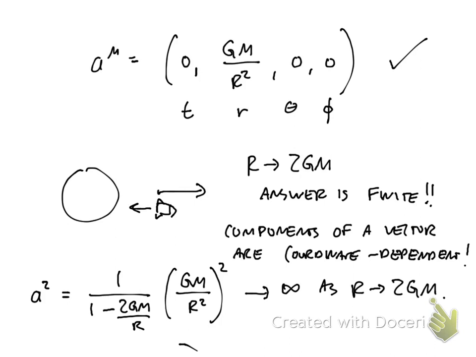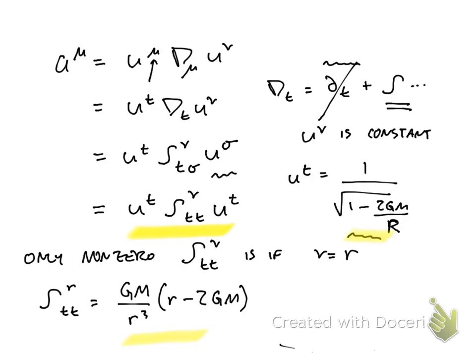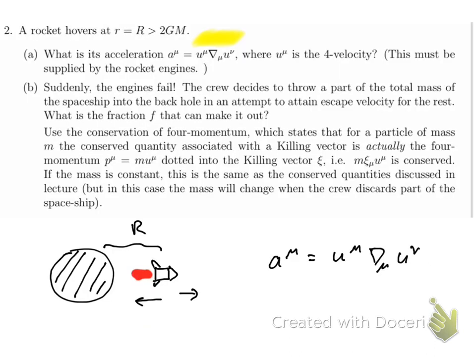Okay, on to the final part of the problem. Let us go back and remember what the problem was. What's happening now is that suddenly the engines fail. The engines have failed, and the crew decides to throw a part of the total mass of the spaceship into the black hole. So what's really happening here? We have this black hole, and the crew has decided to do this dramatic thing. The engine's not working anymore, so they decide to throw in part of the mass and see how much of the rest of the mass can come out. They're destroying part of their ship in an attempt to save the rest of it. What is the fraction f that can make it out?